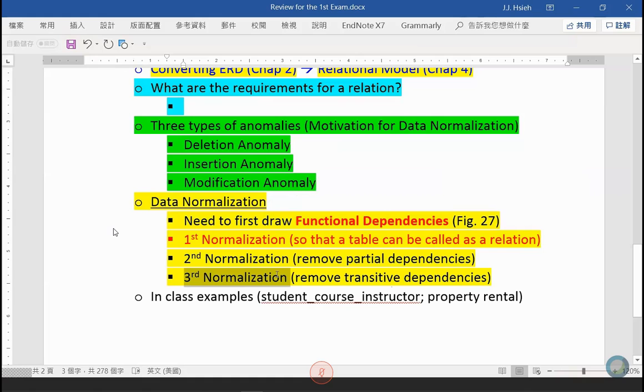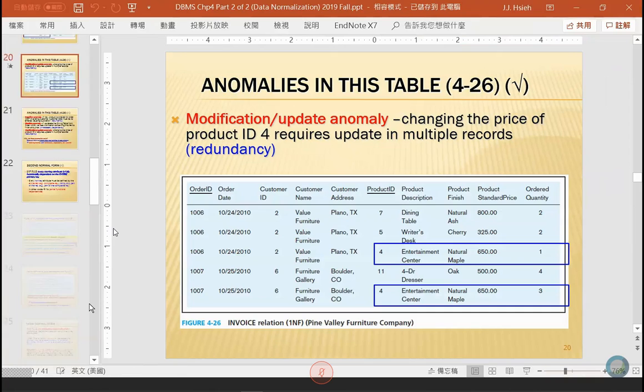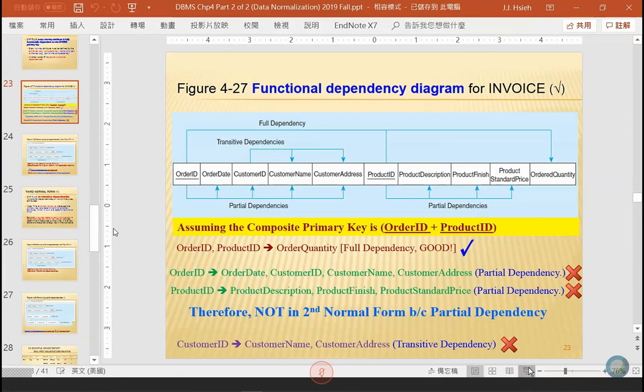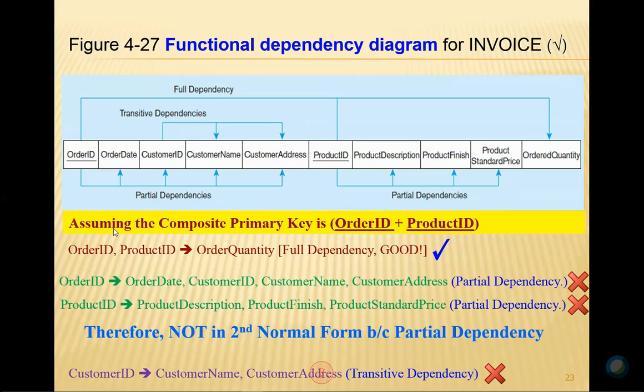But then, the next step is the functional dependency, followed by second normal form, and then third normal form. So I'm shifting to the PowerPoint to show you the diagrams. This will be easier. So I am in slide 23 for the second part of chapter 4.